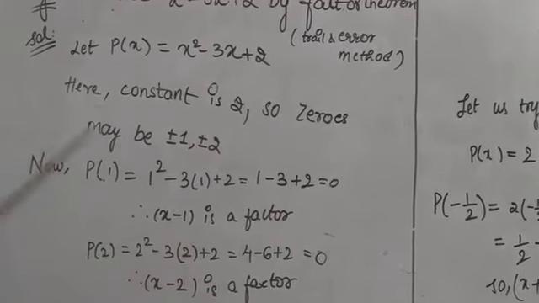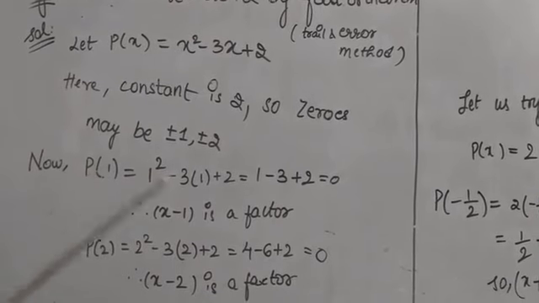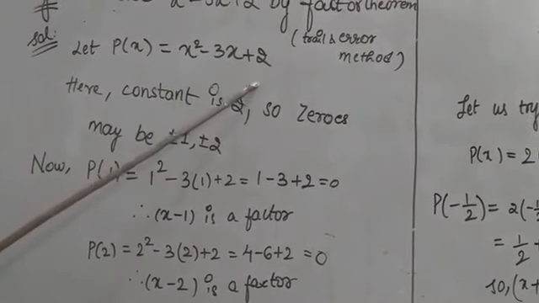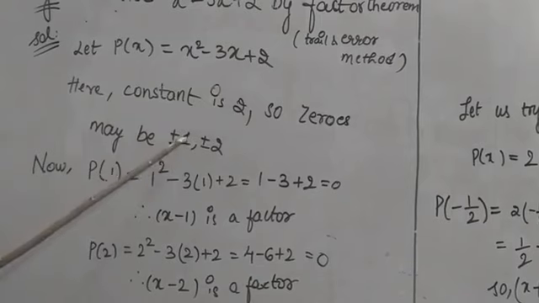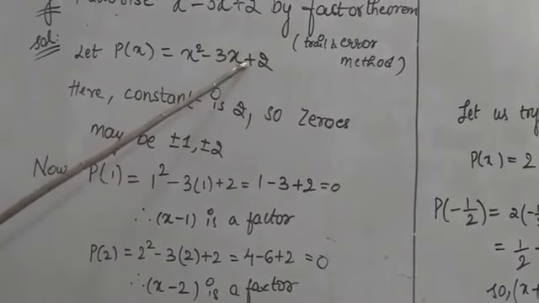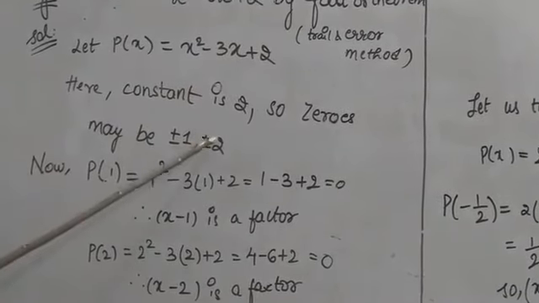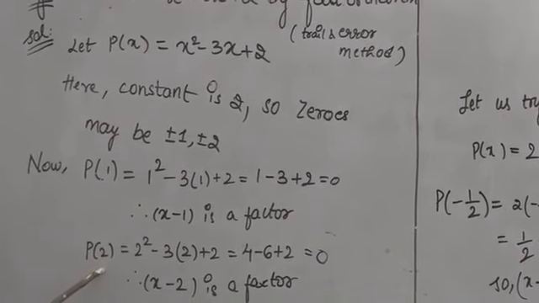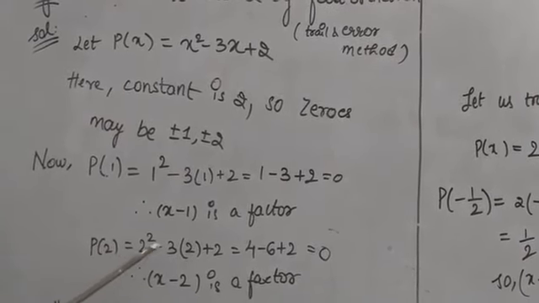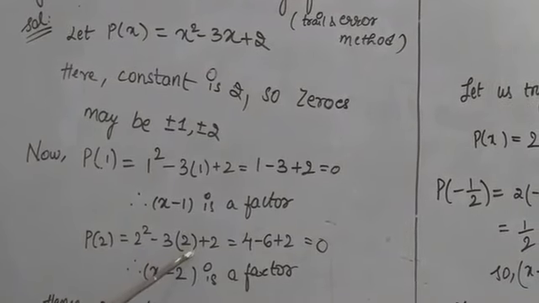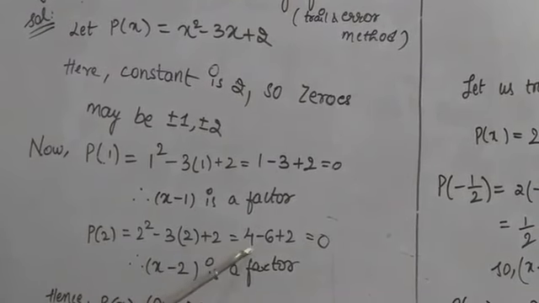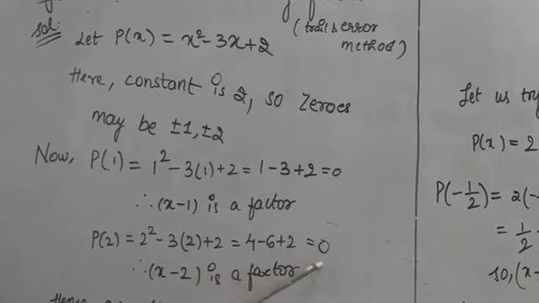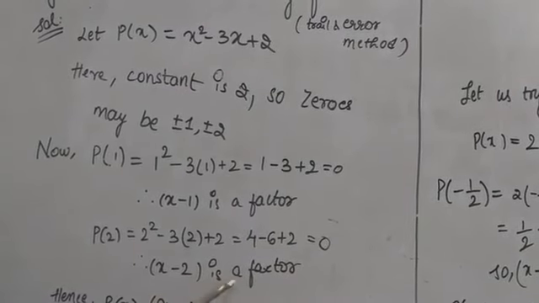Next, if P of 1 is a factor, here the factors of 2 are 1 and 2. Already we have 1 as a factor, here it is plus 2. So by trial and error method you can check plus 2 now. So that is the reason you can check with P of 2. So P of 2 equals 2 square minus 3 of 2 plus 2, that equals 4 minus 6 plus 2 equals 0. Therefore, x minus 2 is a factor.